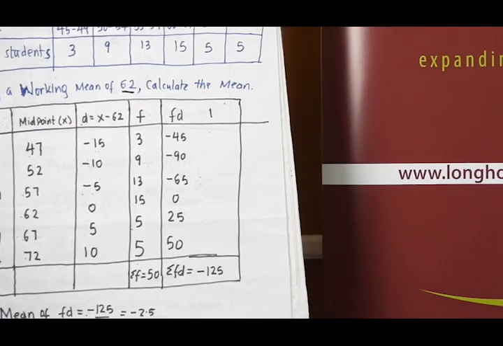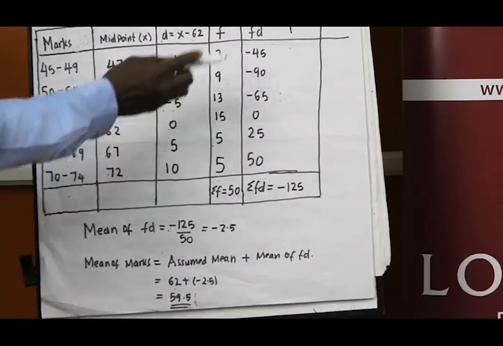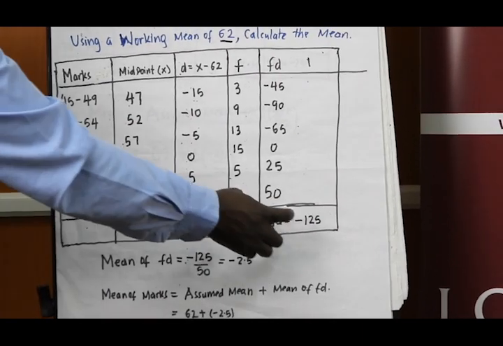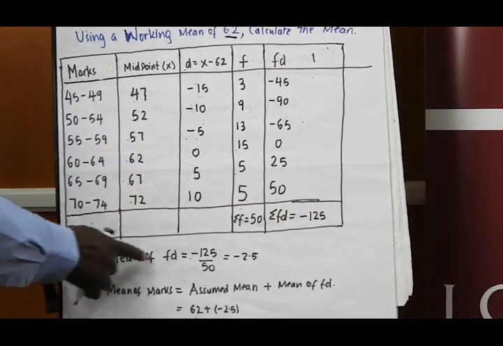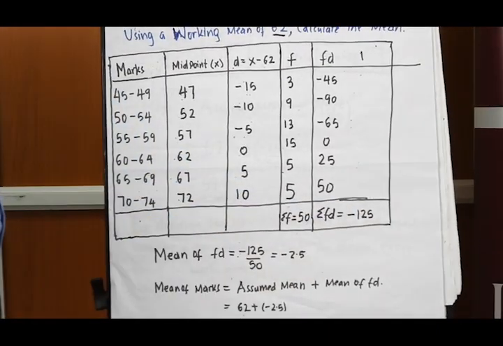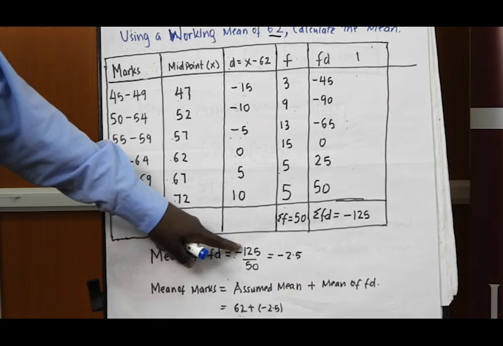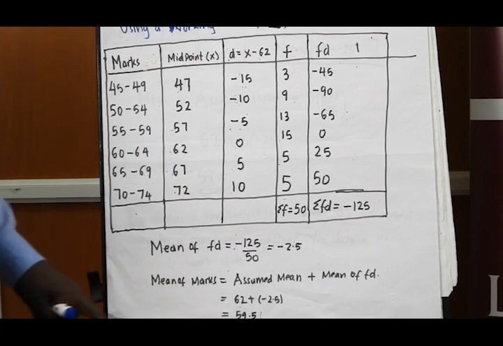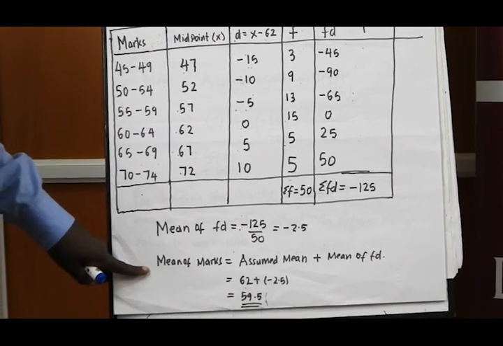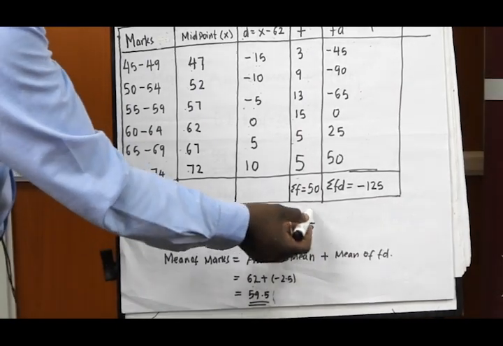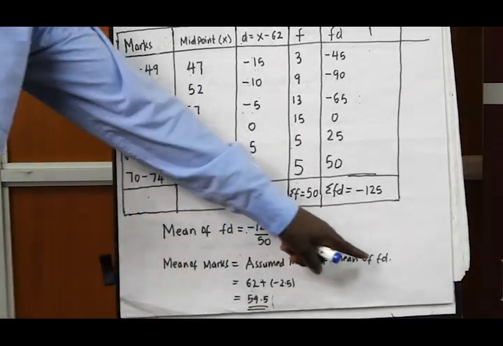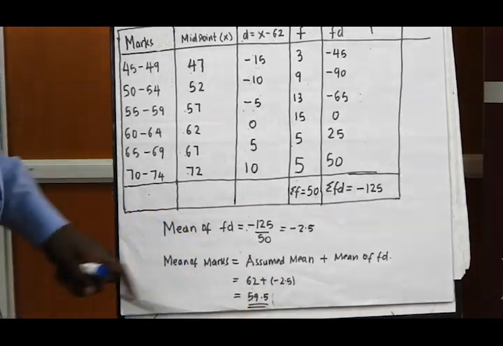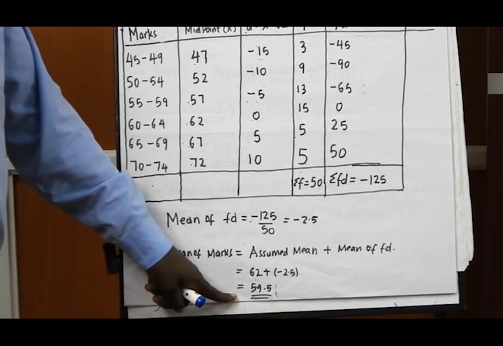After that, we add those deviations. Adding this column up, we get negative 125. So we get the mean of these deviations. The mean of the deviations is negative 125 over the number of students, so negative 125 divided by 50. That gives us negative 2.5. To get the actual mean, we take the assumed mean plus negative 2.5, which is the mean of the FD. So that will be 62 plus negative 2.5, which gives us a mean of 59.5.